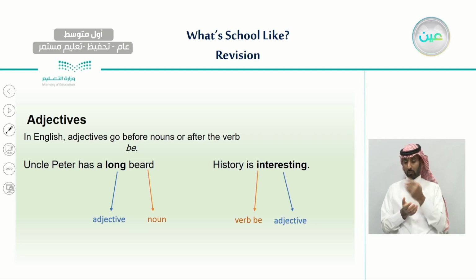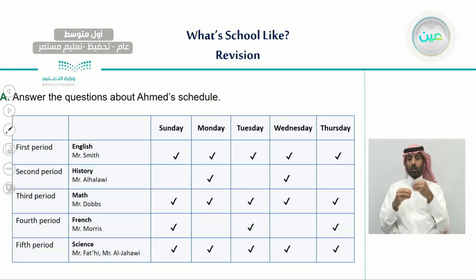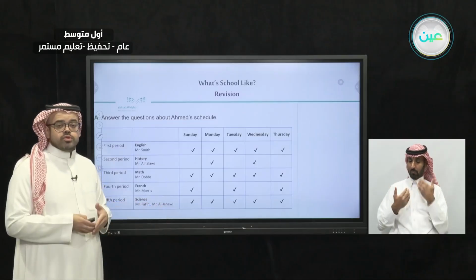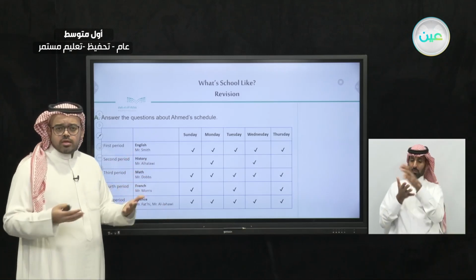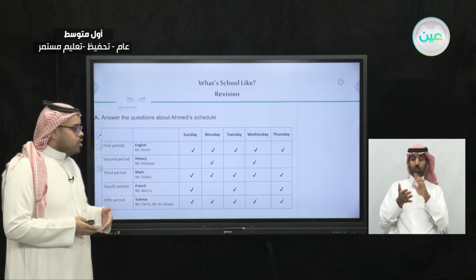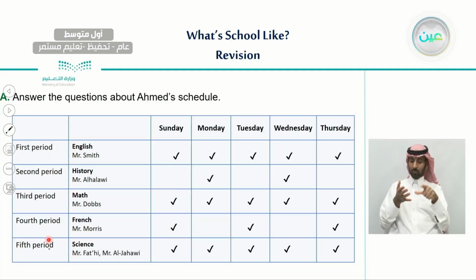And we gave many examples of this when we say, for example, math is challenging, English is easy, my friend is thin, and more examples of this. And we did a very interesting exercise when we said that we have Ahmed's table and we made certain questions about Ahmed's table. So as you can see here, here are the classes, the periods, and here are the subjects with the teacher of each subject. And also here are the days, and those check marks mean whether he is going to study that subject on that day.